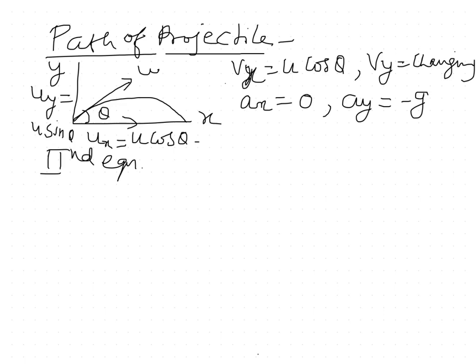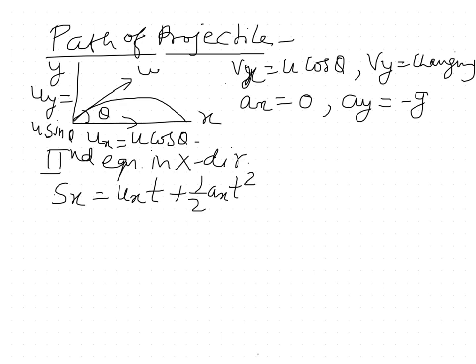First we use the second equation in the x direction. We can write s equal to ut plus half at square. So we can write x equal to ux t plus half ax t square. Now when we place the values, sx equals x, ux equals u cos theta into t, and plus ax is 0, so this term becomes 0. From this equation we calculate the value of t, that is x upon u cos theta.